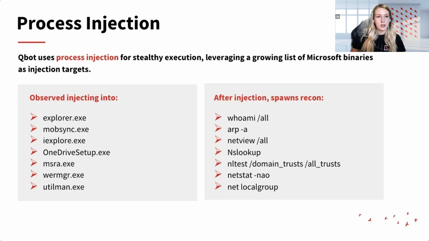And all of these binaries, they'll spawn the reconnaissance commands such as whoami, ARP, net view. And you can think of these commands probably shouldn't be coming from processes that aren't shell processes. So Explorer spawning recon is probably pretty weird. So that's also something to keep an eye out for.